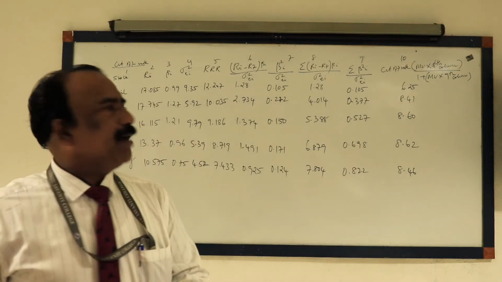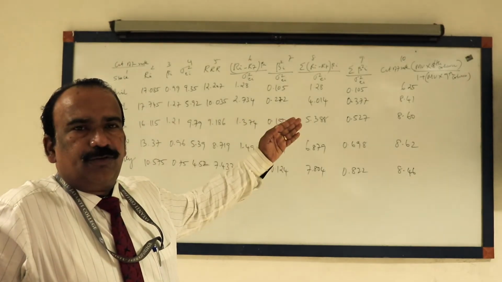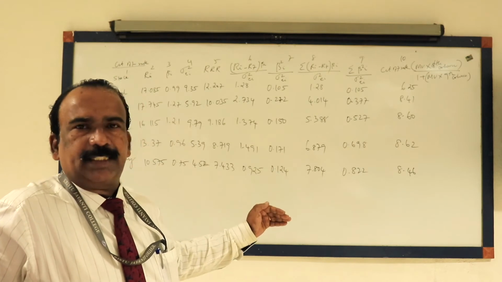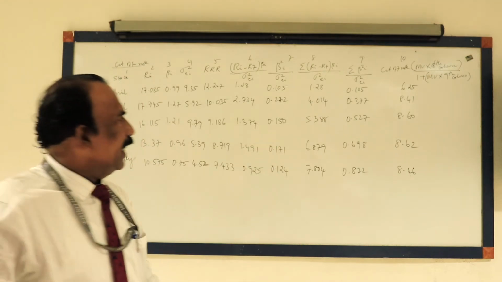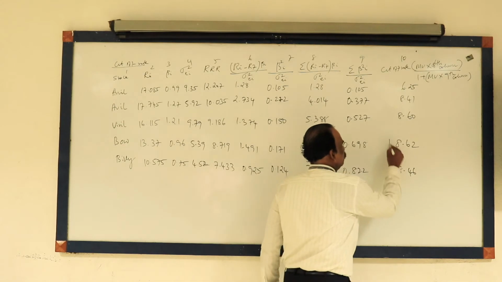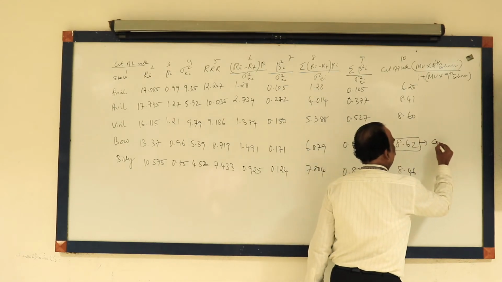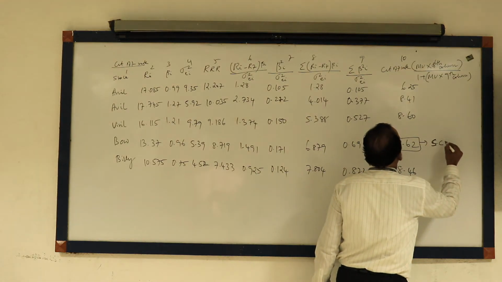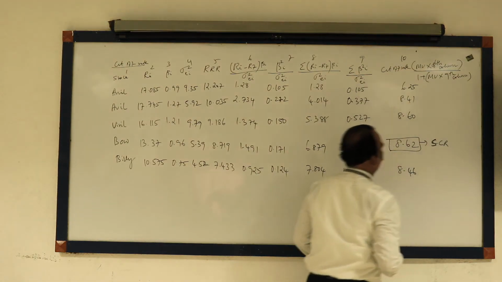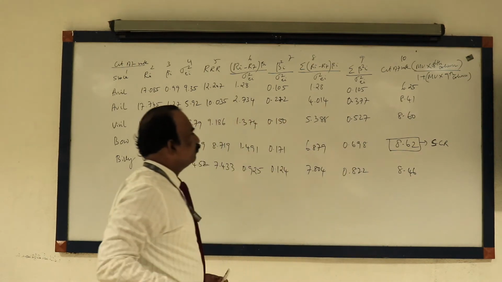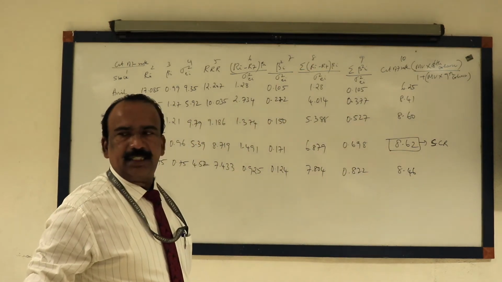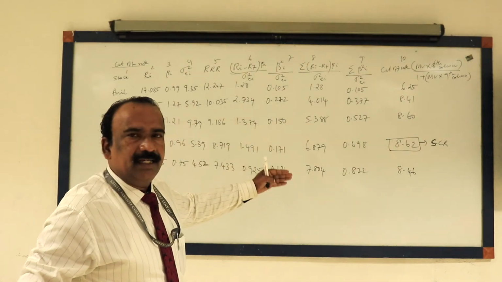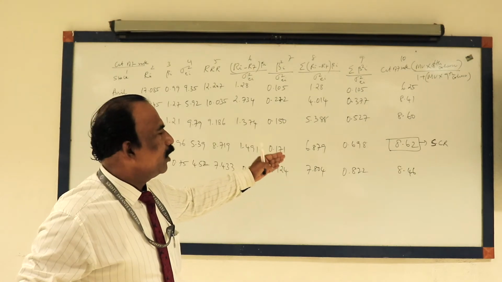Look at the cutoff rate pattern. It's increasing: 6.25, 8.41, 8.60, 8.62, and 8.46 starts declining. So the highest is what we call the single cutoff rate. The single cutoff rate is 8.62. It starts increasing up to a certain level, then starts declining.